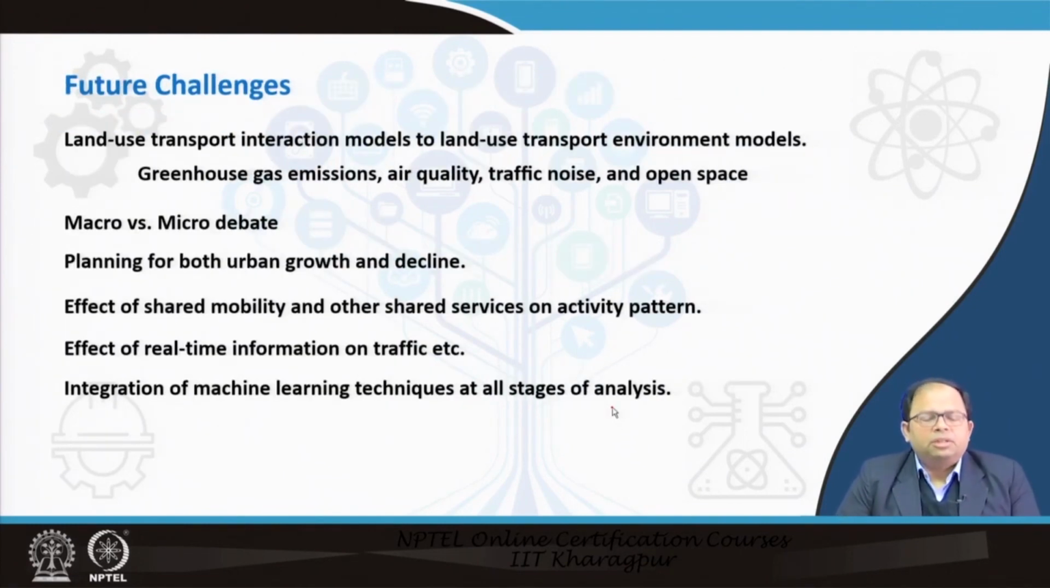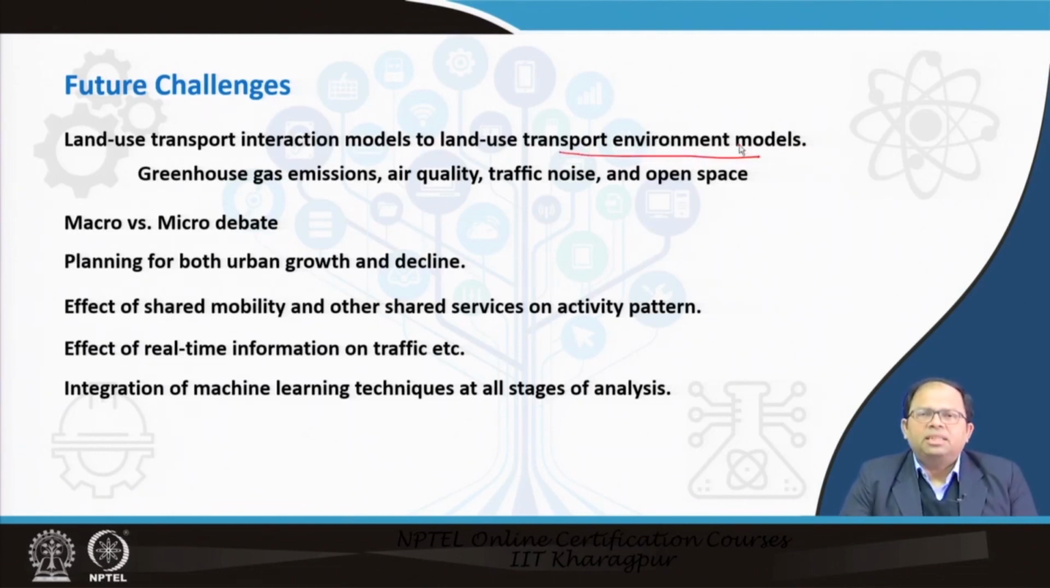So looking into land use transport interaction models, we see that while land use transportation models cover the land use part and the transport part, a big part, which is the environment, has been left out. Considering today's problems of global warming, greenhouse gas emissions, air quality, traffic noise, and the gradual loss of open spaces and green spaces, we need to modify our land use transport models into land use transport environmental models, so that the different environmental parameters or characteristics are built into the model.